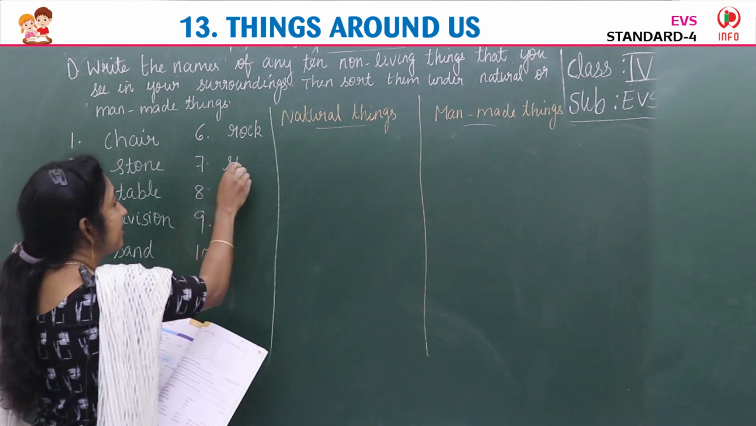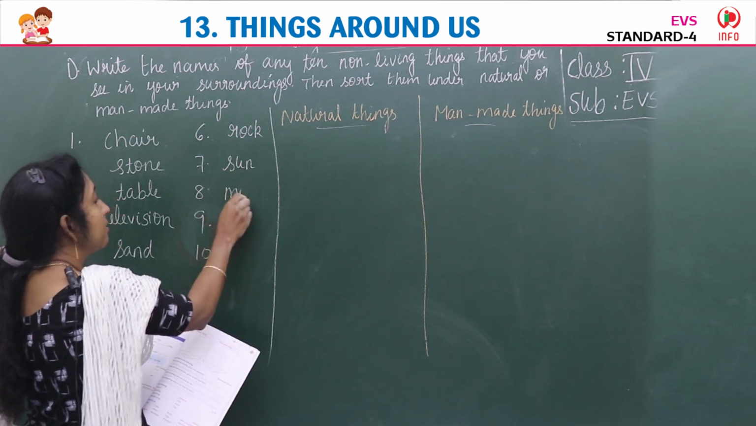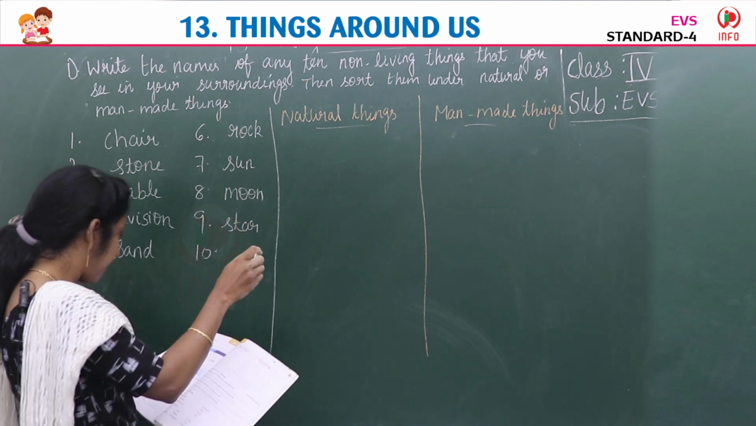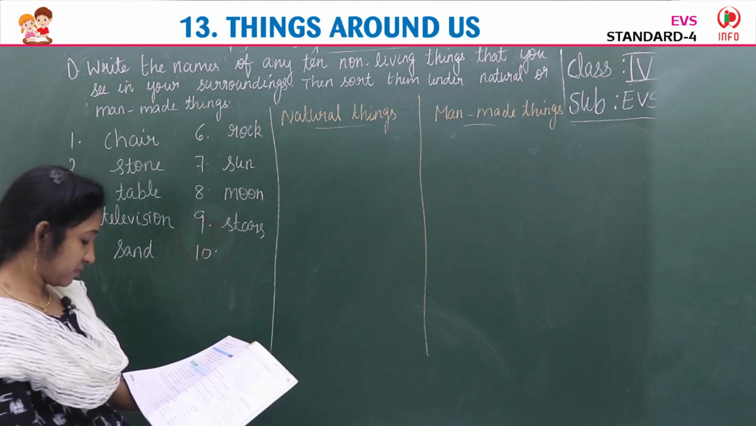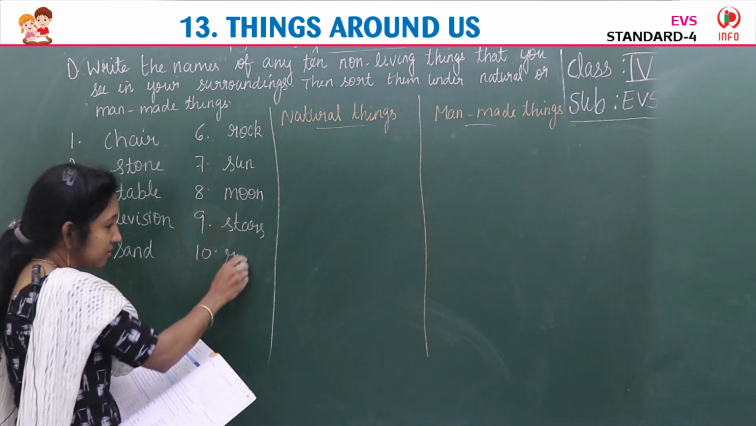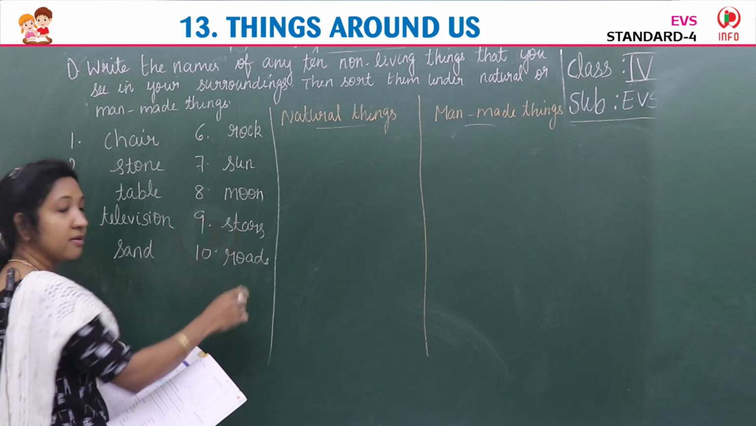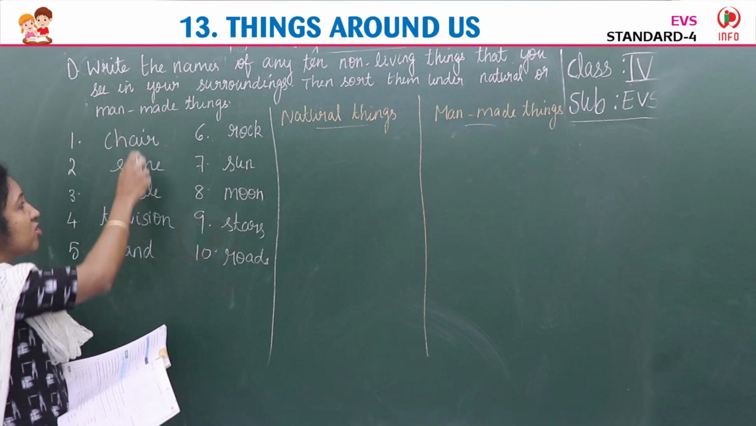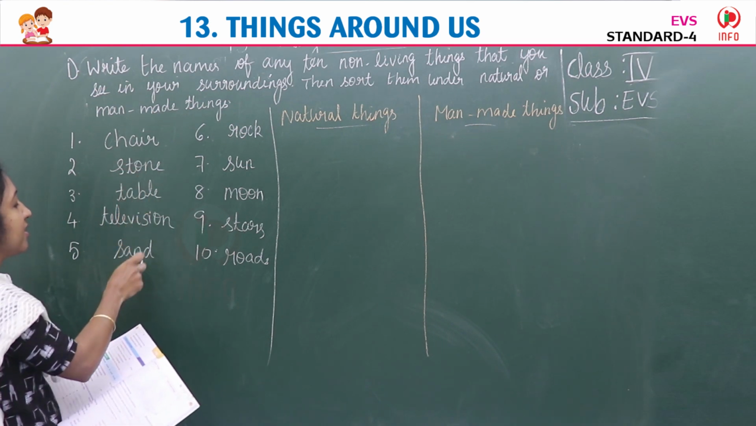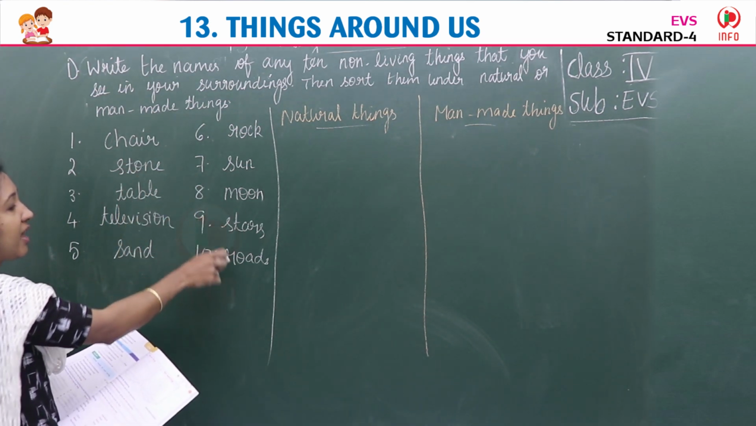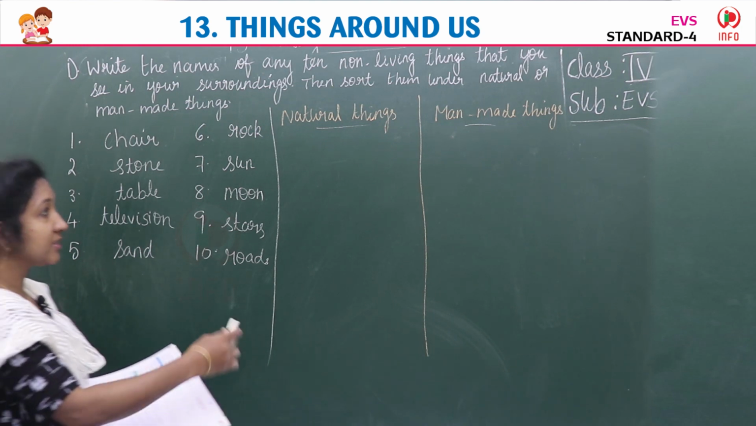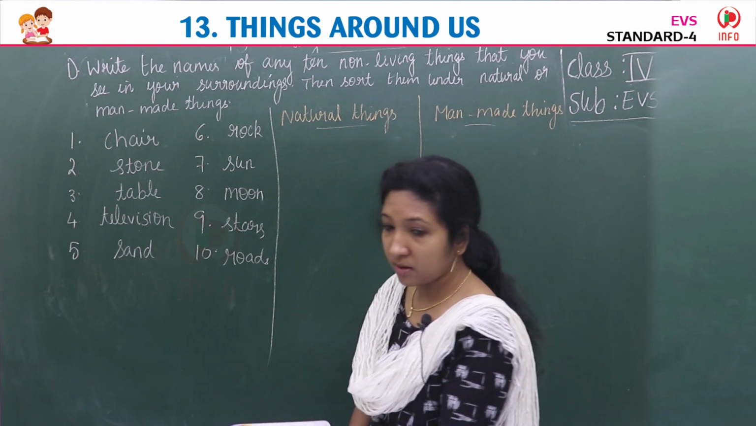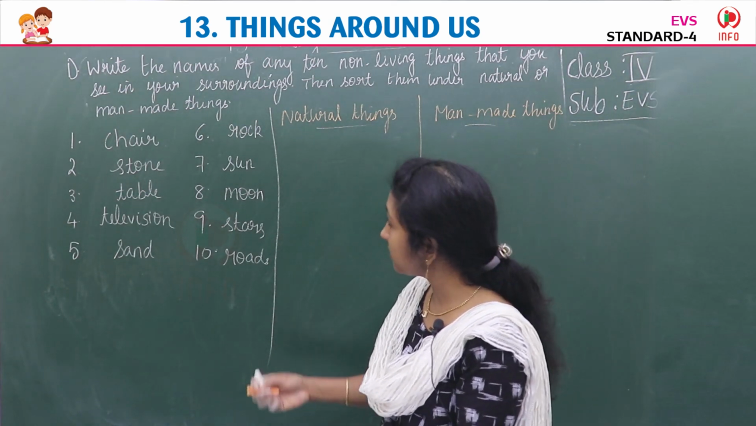Non-living things you can write: sun, moon, stars, isn't it? Then roads, you can find roads, isn't it? They are also non-living things. Now we got 10 non-living things: chair, stone, table, television, sand, rock, sun, moon, stars, roads. Now tell me children, among these, which are the natural things?